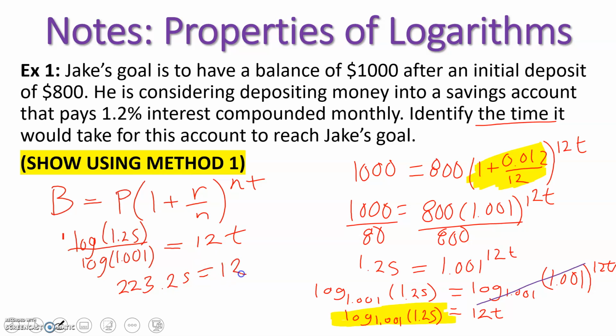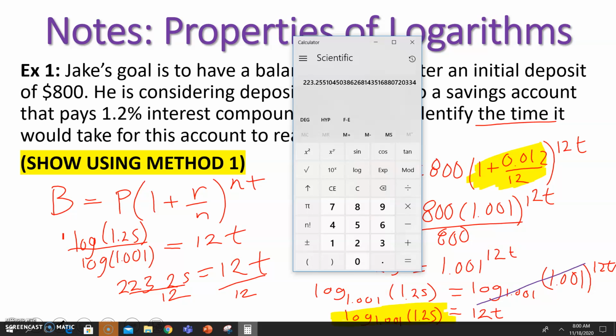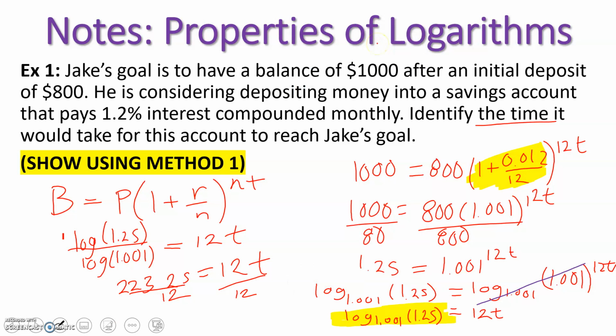223.25 is equal to 12t. I'm going to then divide both sides of this equation by 12. Let's bring the calculator back up, divide by 12, and I see that t is about 18.6. T is 18.6. And so that should in fact be the number of years it takes for this to happen.